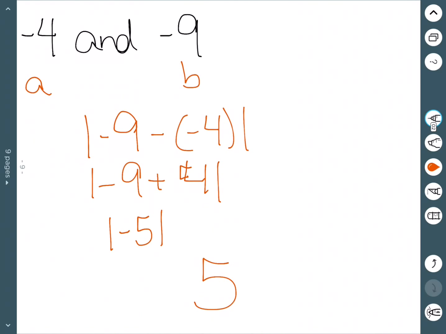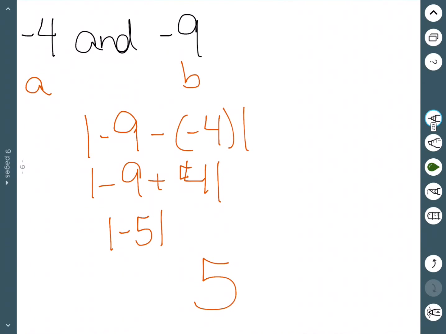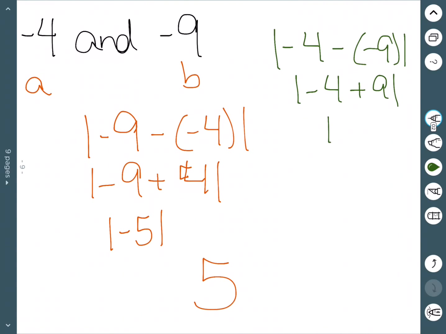And what number you call a and what number you call b doesn't matter. If you do switch these and we say the first one is b and the second one is a, we could do this problem again. This time we would have negative 4 minus negative 9, which would be negative 4 plus 9, which would be 5, and the absolute value of 5 is 5. So this is the only difference. If you do a different order, you'll either get a negative or a positive number. If you switch the order, you'll get the opposite sign. But since we're taking the absolute value, that part doesn't actually matter.